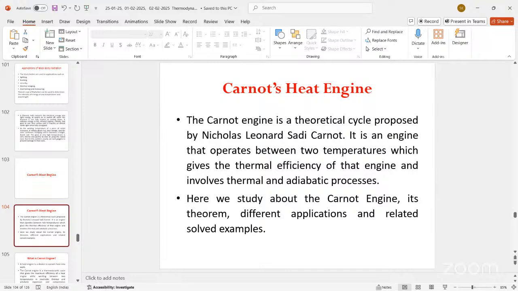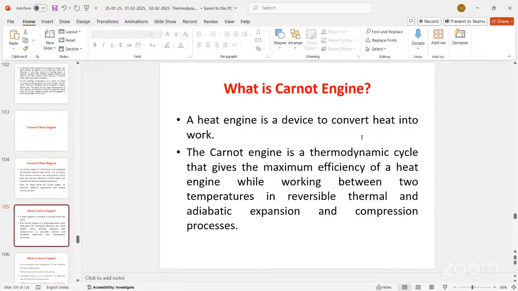Here we study the Carnot engine and its theorem. Different applications and related solved examples are in our textbook. But before that, what is a Carnot engine? A heat engine is a device devised to convert heat into work. That is called the Carnot engine.